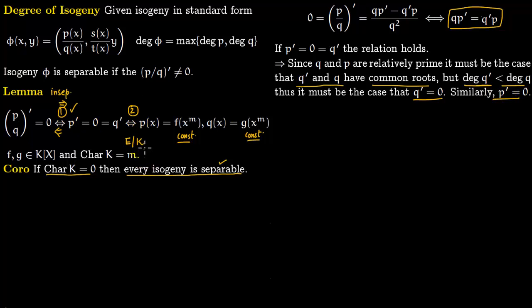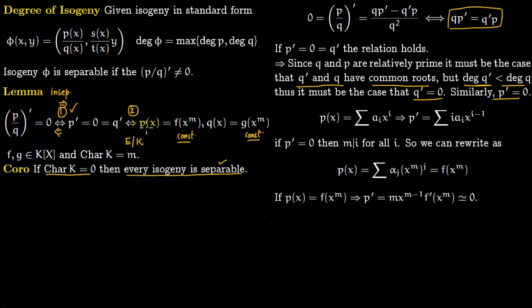So for number 2, first we write down the polynomial like this. You know the polynomial you can write as the sum of a_i x^i. Then you take its derivative. P prime you can write as the sum of i a_i x^(i-1). So first we go in this direction. We have just taken the polynomial and its derivative, and you say this derivative is 0. So this is 0 in our field with characteristic m. So it must be the case that m should divide i for all i.